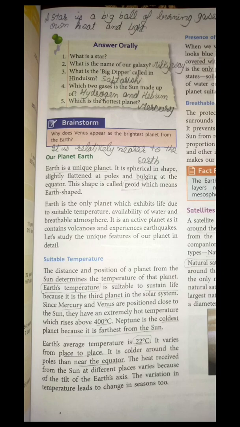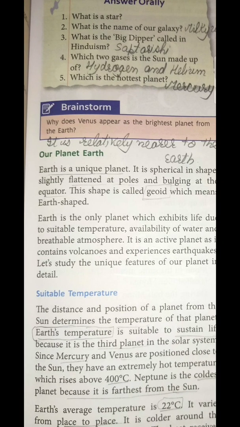Okay, one brainstorm is also given here, so let's explore this brainstorm as well. Why does Venus appear as the brightest planet from the Earth? Because it is relatively near to the Earth.